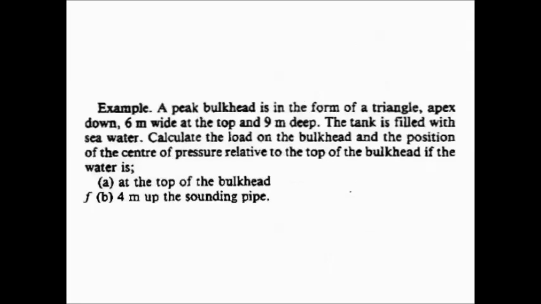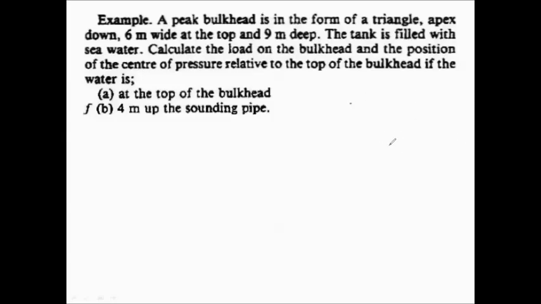Now we'll have one numerical. All of you please note down this numerical and we'll have a discussion on that. In this numerical you can see a peak bulkhead. Peak means, as I told you, forward peak and aft peak. The peak bulkhead is in the form of a triangle, and simultaneously we will draw the diagram so it will be easy to understand.